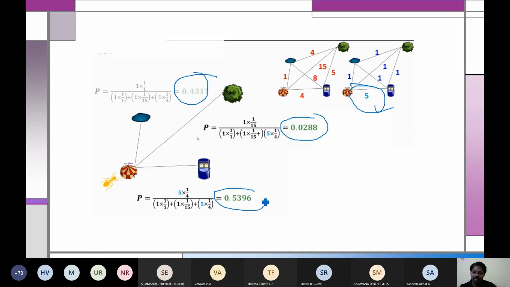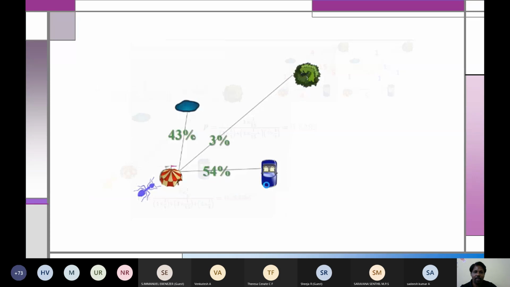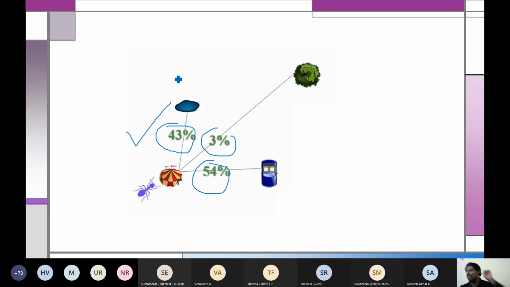Now it's becoming 43, 3 and 54. Initially this path was the best one, 76%, because everywhere the pheromone was the same. But now this path's pheromone was 5 when I was calculating, so the chance of taking this path is very high. That means wherever you have more pheromone content, that path will be chosen automatically. That is the concept of this.